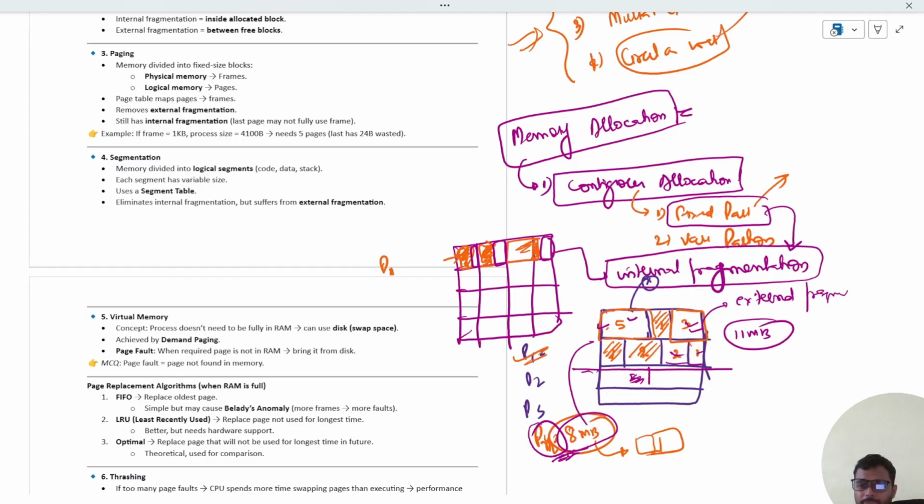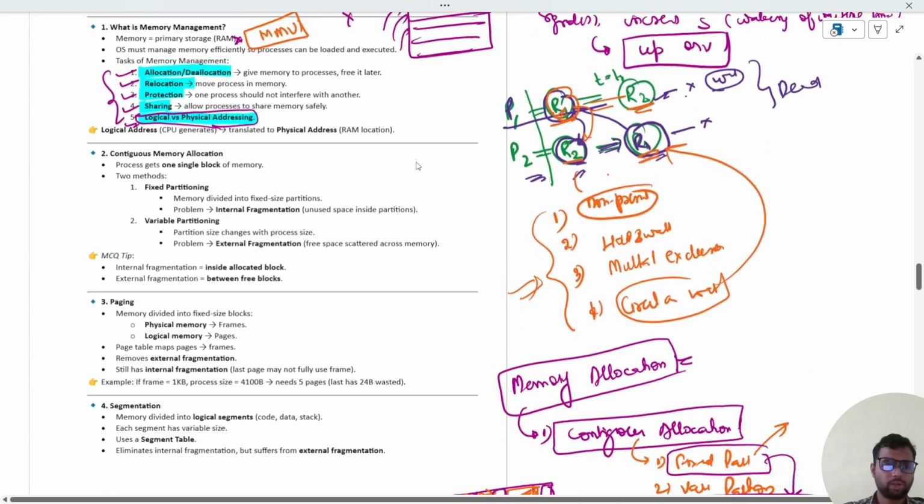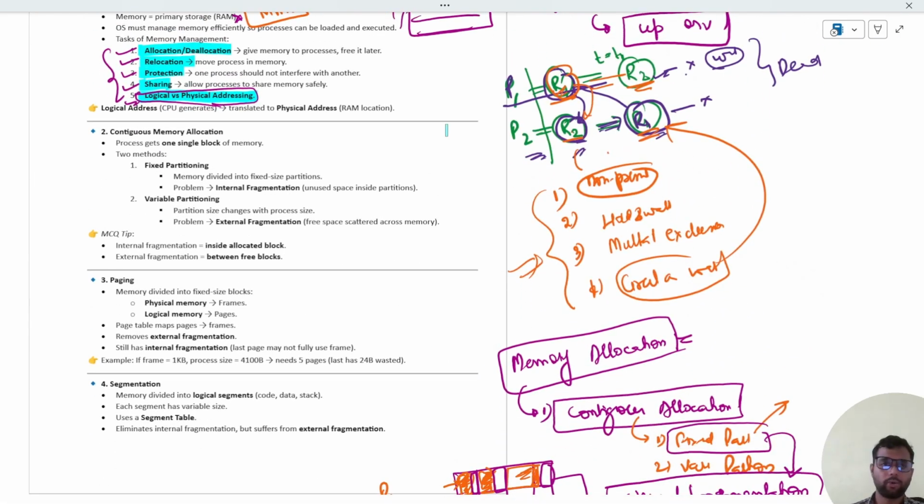External fragmentation. So I hope you understand the problem of internal fragmentation and external fragmentation. Now let us see what the notes say about it. One technique is contiguous memory allocation: a process gets one single block of memory. There could be two methods. Fixed partitioning has the problem of internal fragmentation. Variable partitioning has the problem of external fragmentation. Free space is scattered across the memory, which we have seen already.